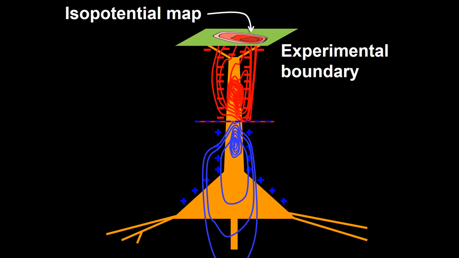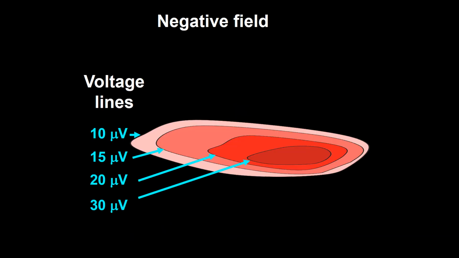But the isopotential map from single neurons can be detected and drawn experimentally. Here I have represented an isopotential map of a negative field. The map is an expression of the electrical field as represented on a boundary. The isopotential lines, often called the voltage lines, indicate the limit between voltage levels.